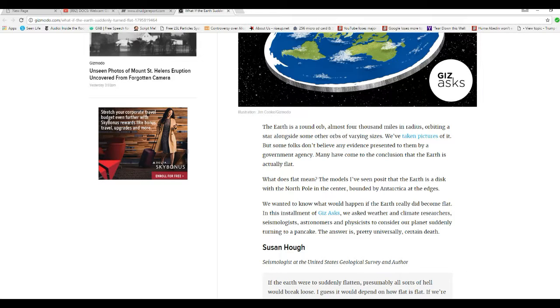Right, the Earth is a round orb almost 4,000 miles in radius, orbiting a star alongside some other orbs of various sizes. That's not entirely true. It's actually flattened at the poles a little. But that's getting technical. We've taken pictures of it, but some folks don't believe any evidence presented to them by a government agency.